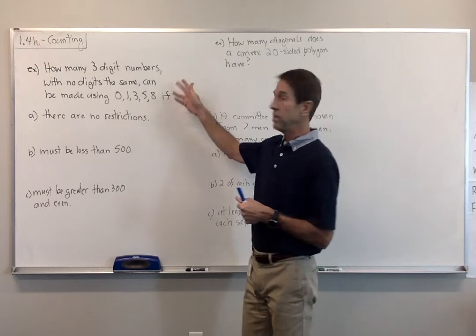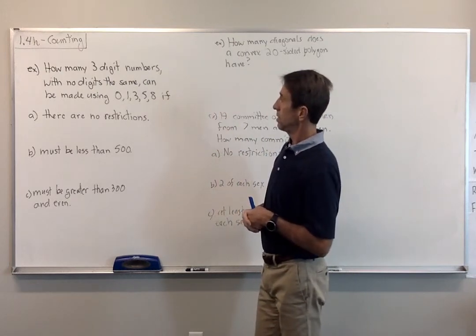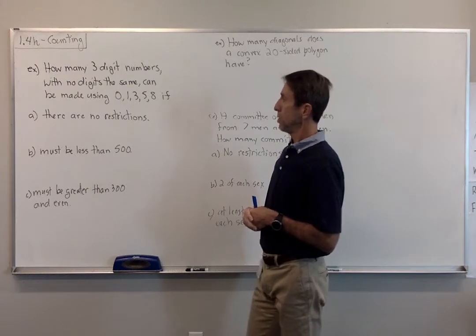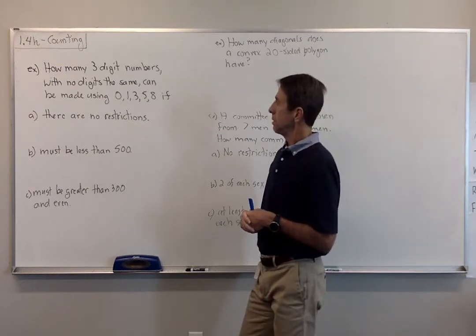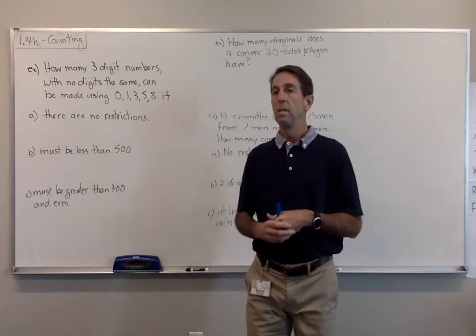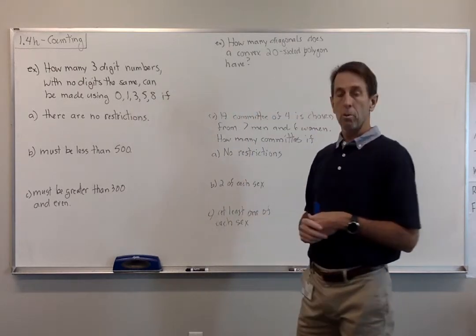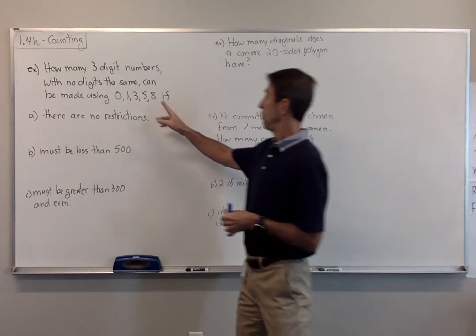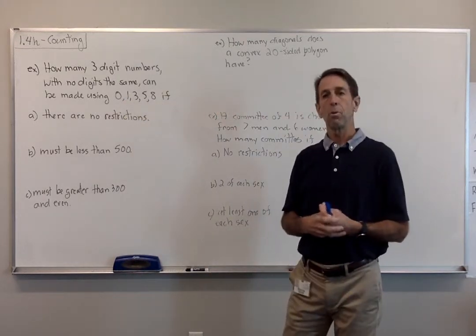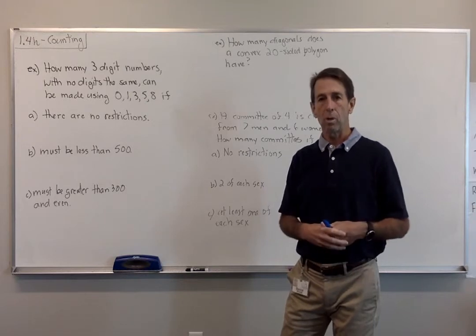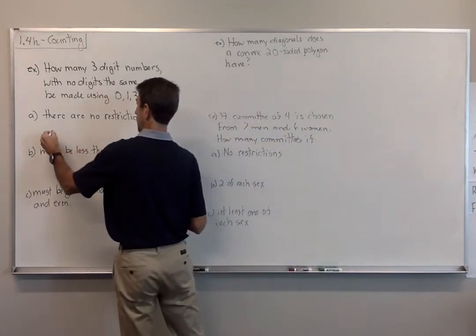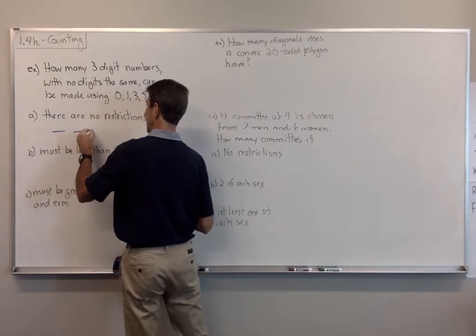The first situation is we have a question as to how many three-digit numbers with no digits the same can be made using the numbers 0, 1, 3, 5, and 8. Now, the first part is there are no restrictions. Of course, there are 5 digits here. But if I want to make a 3-digit number, that first digit cannot be a 0, because then it's just a 2-digit number. So the counting principle is really going to help us out here.